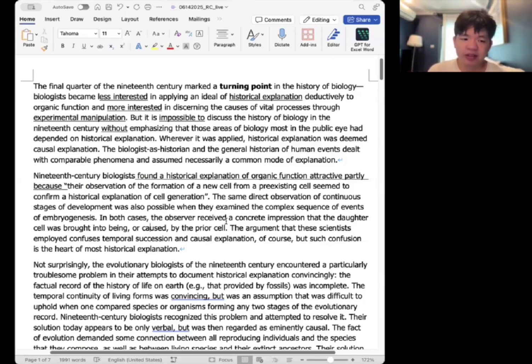To put it another way, the daughter cell was brought into being or influenced by the previous cell. Because as we can see in these two examples, the daughter cell is produced by the mother cell, or rather it is caused by the mother cell. So based on these observations, we tend to think that there's a causal relationship between the two. You see, it's connected to the idea of causality. Now, moving on, it says the argument that this scientist employed confuses temporal succession.